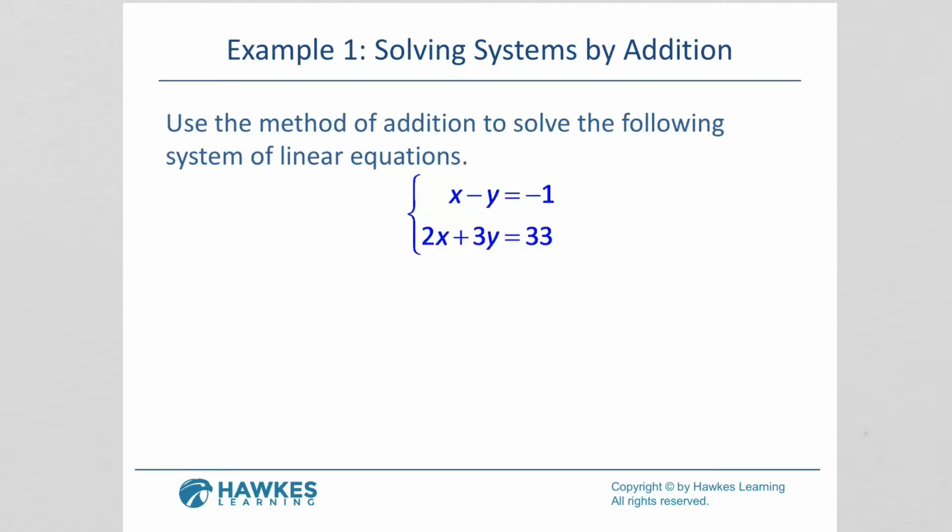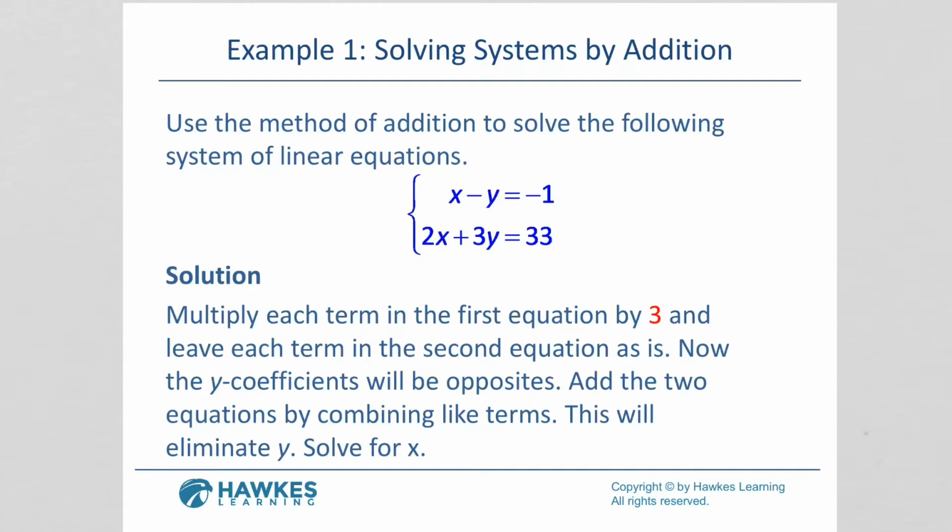Example 1: use the method of addition to solve the following system of linear equations. x minus y equals -1, 2x plus 3y equals 33. Those are both already in standard form. You'll notice my x's align and my y's align. My goal is to turn the coefficients, which are the numbers in front of the variables, into the same number with opposite signs. And there'll be lots of options with these typically.